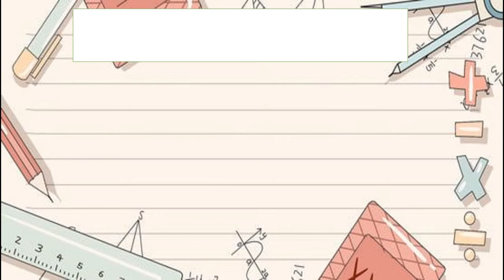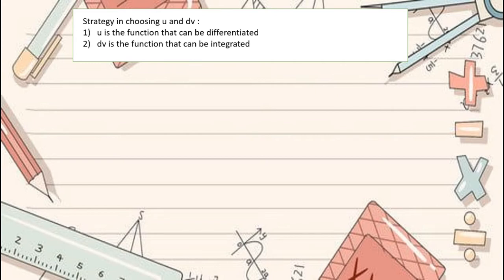When we apply integration by parts, we have to make a suitable choice for u and dv. There is a strategy to choose u and dv. The first strategy is that the function u is usually easier to differentiate, and the function dv is easier to integrate.